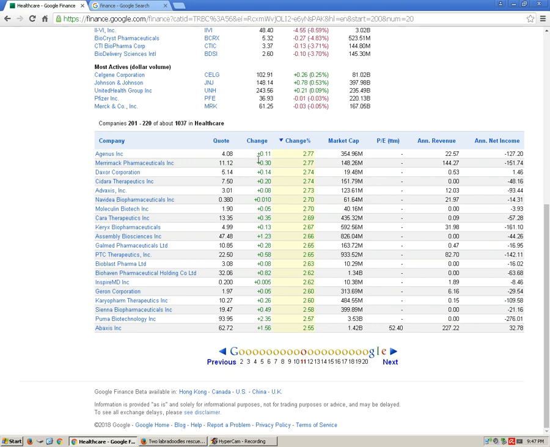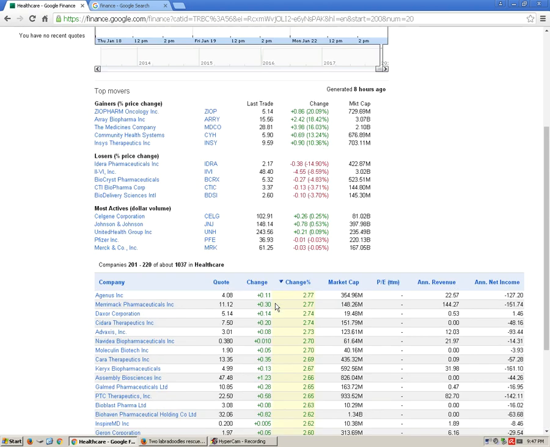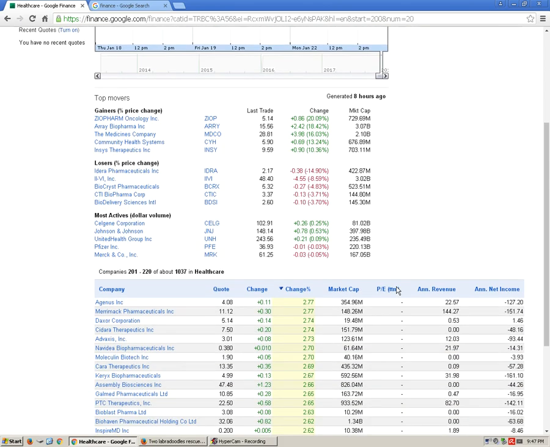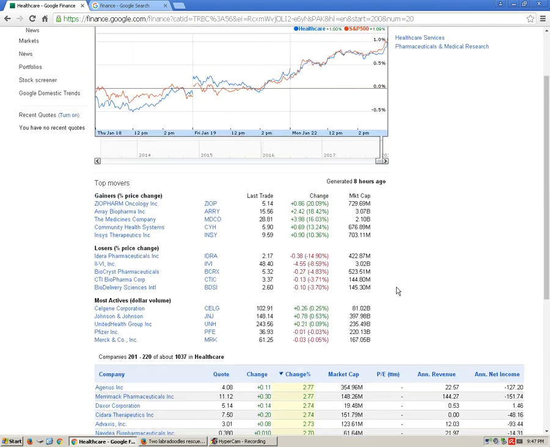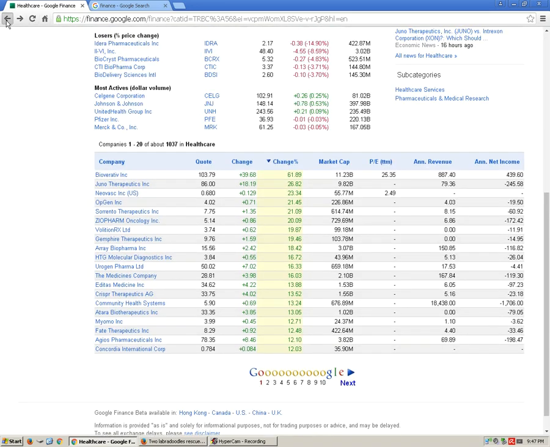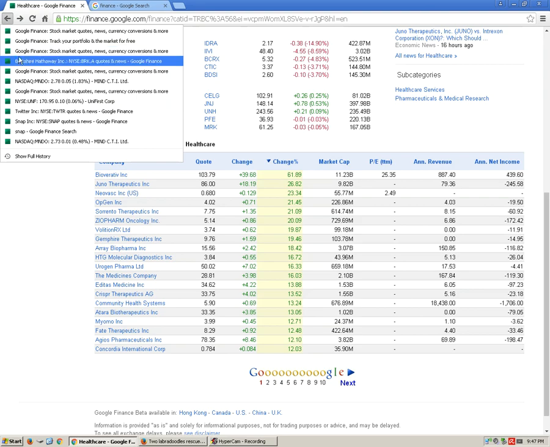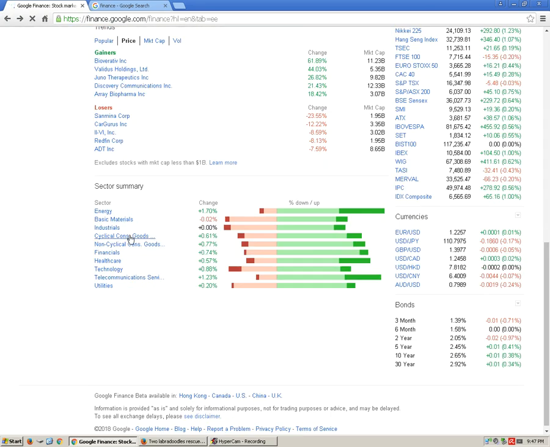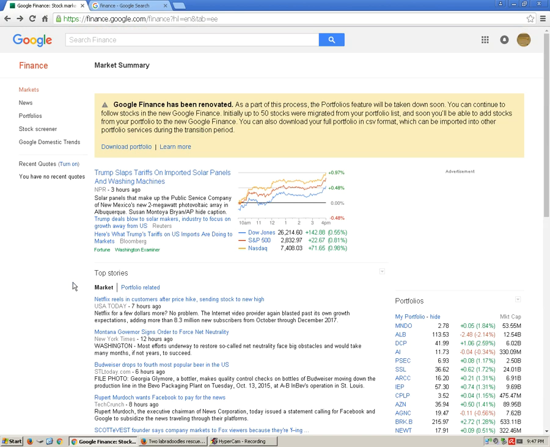You get the price, the change today, the change in percentage, the size of the company, price per earnings, which doesn't always come up depending on the information available to this platform, their revenue and their income. So that's a lot of good information there. And you can do that with any sector, not just healthcare. So if I can go back here, which I may not be, but I don't know. We have these various categories.